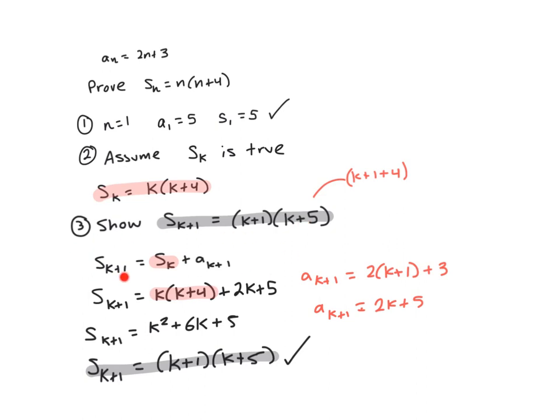And then here's that jump that I really need you guys to make, that the sum of the first k plus 1 terms is just the sum of the first k terms plus that next term. So here's how you find the next term, by plugging it into your formula. This is our given, or our assumption, so we can substitute it. And then once you combine like terms and try to factor, you end up with exactly what we were trying to show.